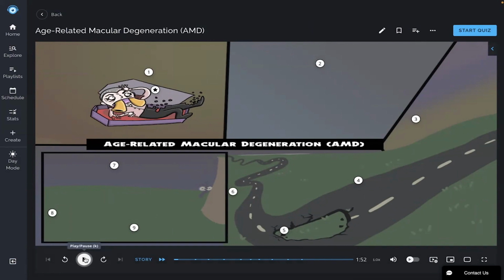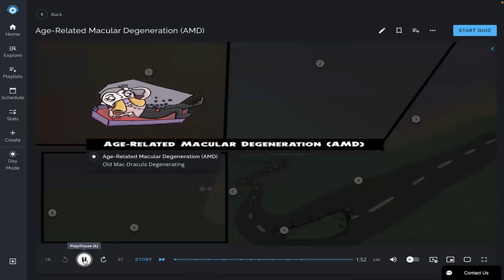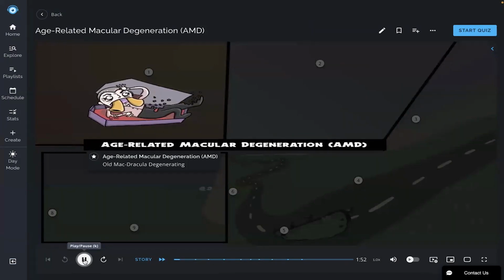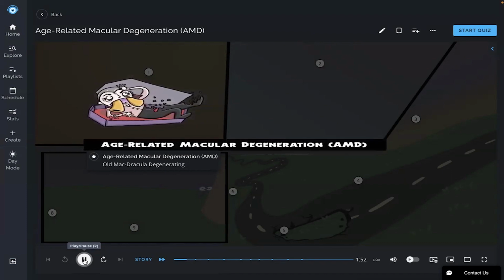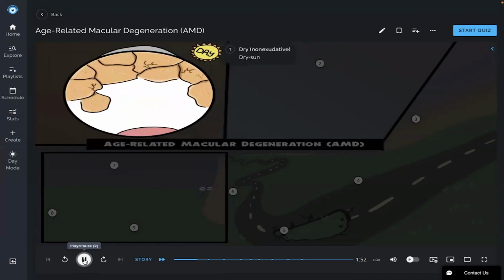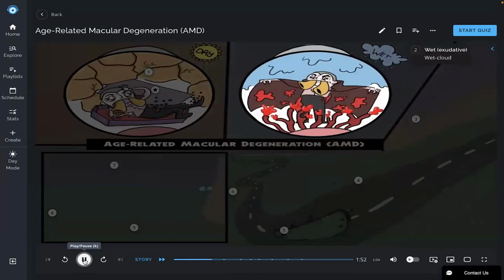Age-related macular degeneration, or AMD, is described in this Picmonic as the old Mac Dracula degenerating, looking for a new place to sleep in his coffin. See, there are two types of macular degeneration: dry, which is non-exudative, and is represented as the dry sun eating away at Dracula as he lays in his old eye coffin. The other type is wet, or exudative, and is described as the wet cloud that Dracula summoned to make the blood vessels rise and cool him off in the next eye.